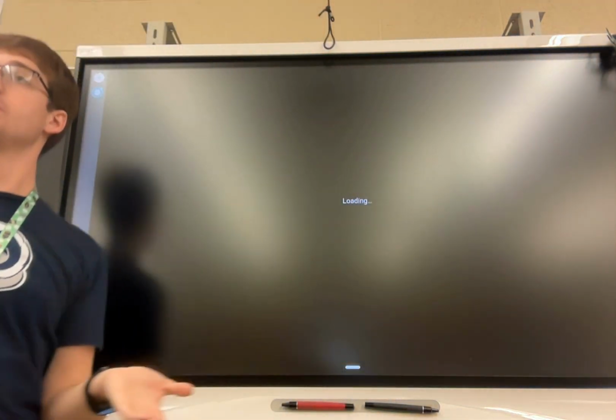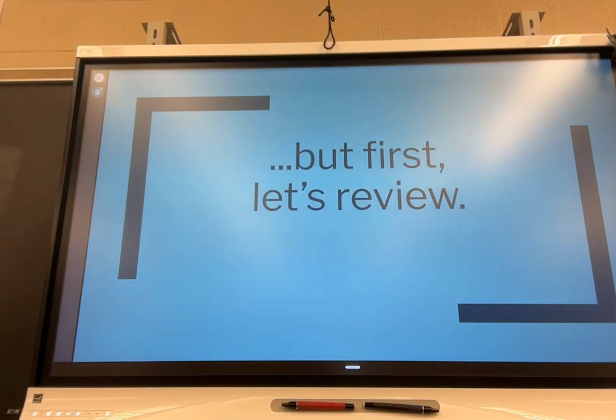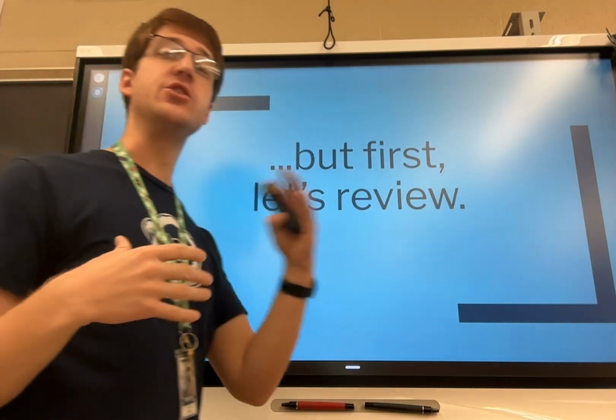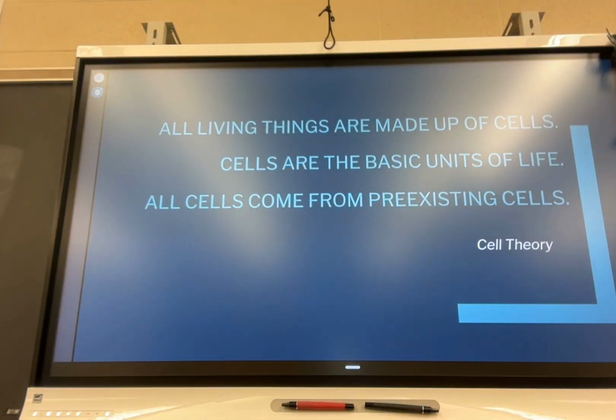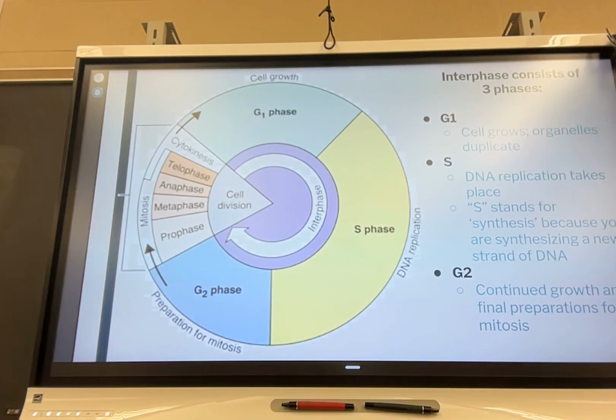Before we jump into meiosis, we need to refresh ourselves again on what mitosis is, what we expect from normal cell division. So, like I said, cell theory says that all living things are made up of cells, including the isopods that I just showed you. Cells are the basic unit of life, and all cells come from pre-existing cells. This is what we're talking about right now, that all cells come from pre-existing cells.